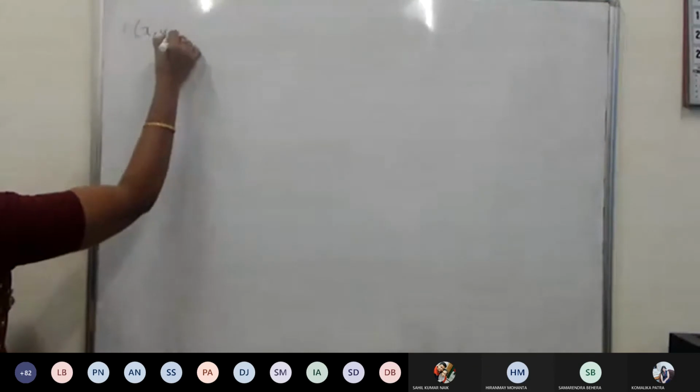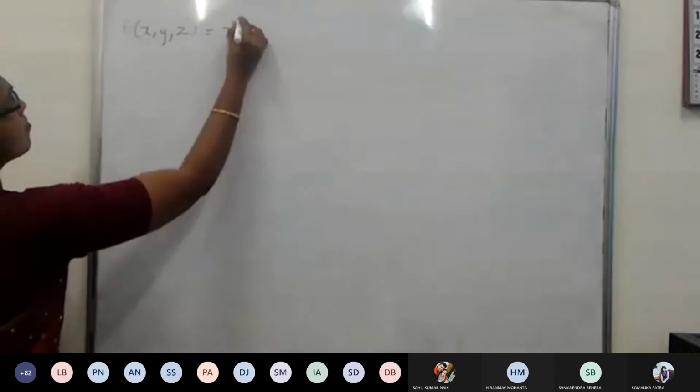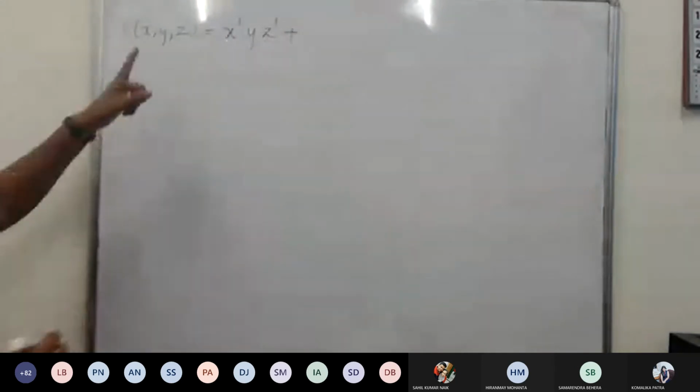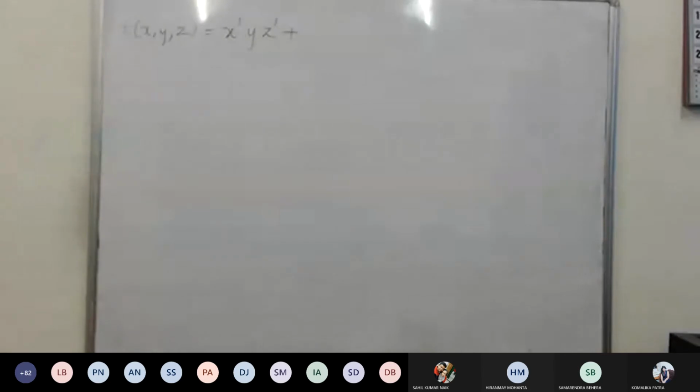This is just a brush up, a revision of what you have done earlier. Correct? Now let's take a 3 variable example. There is x, y, z, so f of x, y, z. This is the expression given to you: x dash, y, z dash. The dash means it is complement. Is that correct?